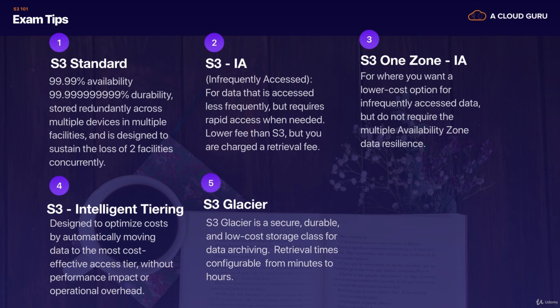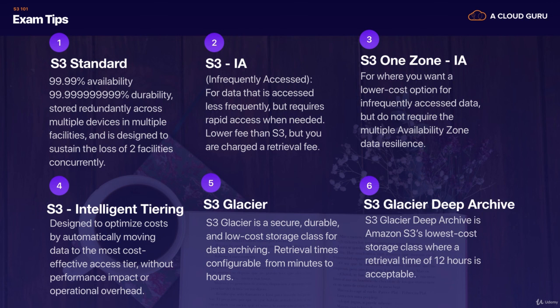We then have S3 Glacier. This is for data archival, and you can configure your retrieval times. It can be anywhere from minutes to hours. And then if you want the lowest cost storage available, then you want S3 Glacier Deep Archive. This is Amazon's lowest cost storage class, where a retrieval time of 12 hours is acceptable.